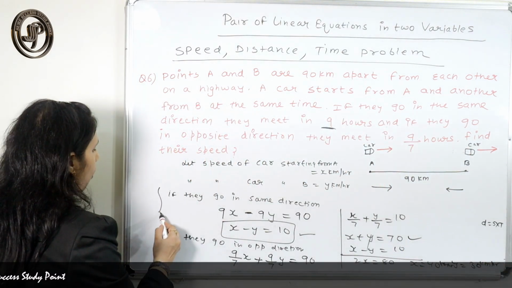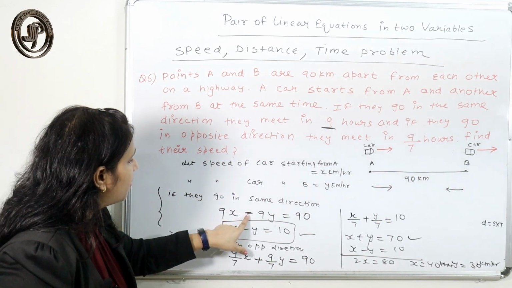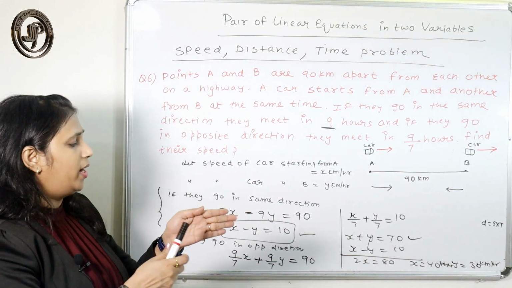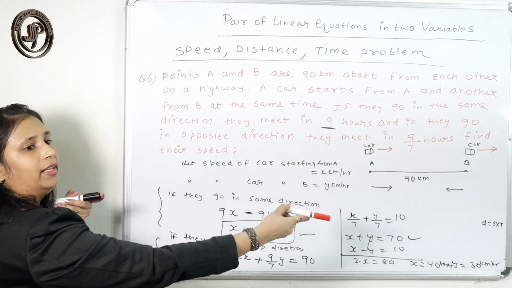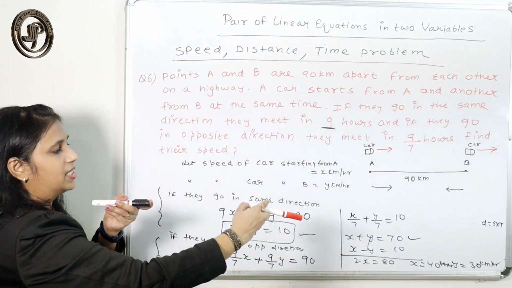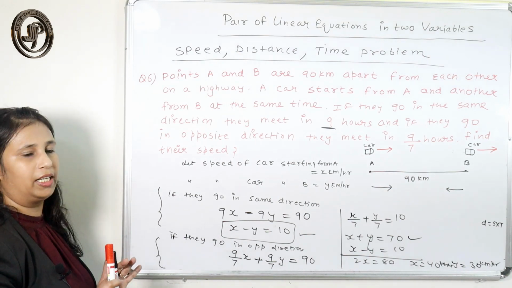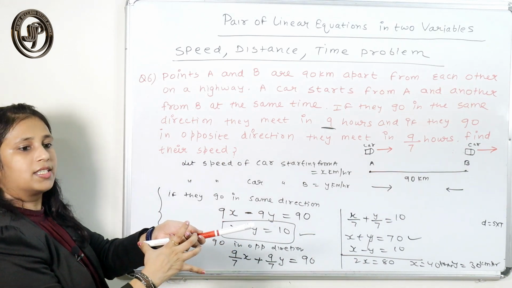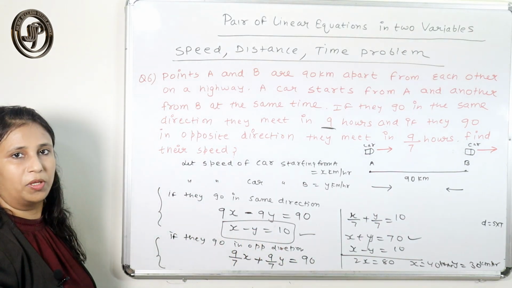So this is the important step that you just have to think about: why did I subtract in one case and put an addition sign in the other? If they go in the same direction, when they meet in 9 hours, the difference between their distances is the extra distance covered by one car, only 90 kilometer. If they go in opposite direction, this distance is covered by car A and this distance is covered by car B, and if I add them, I get the total of 90 kilometer.